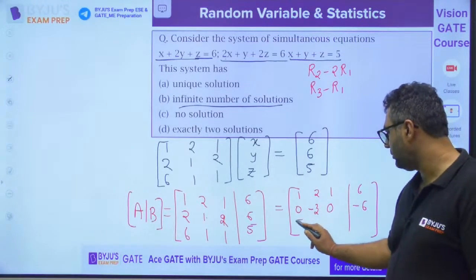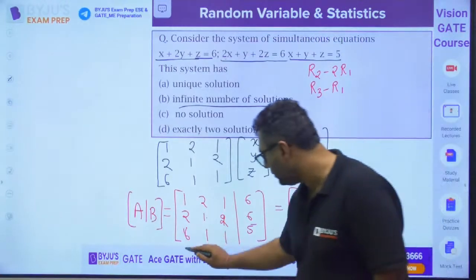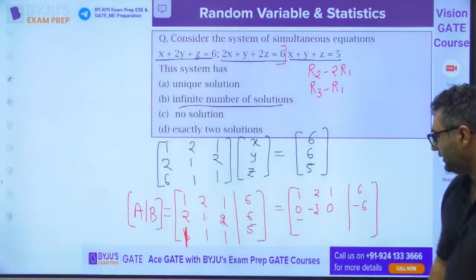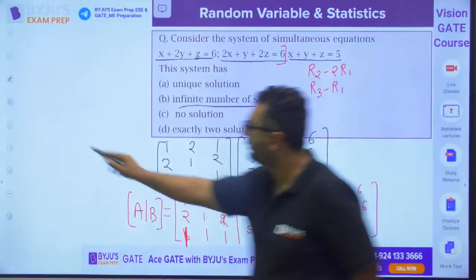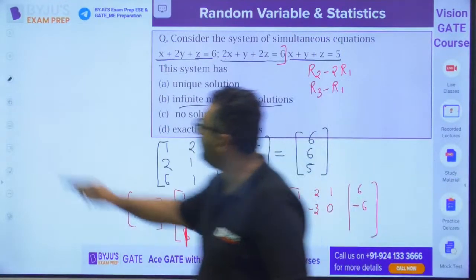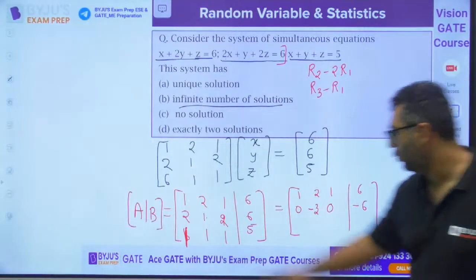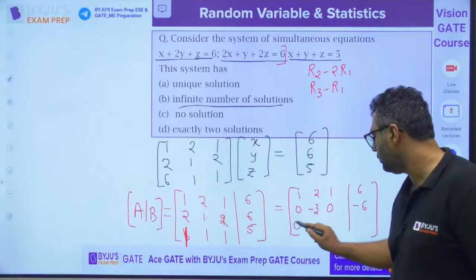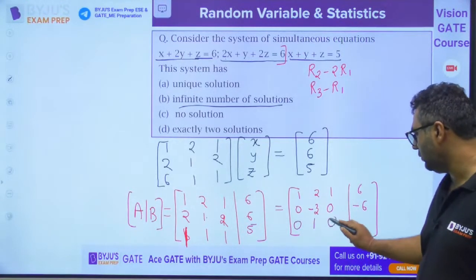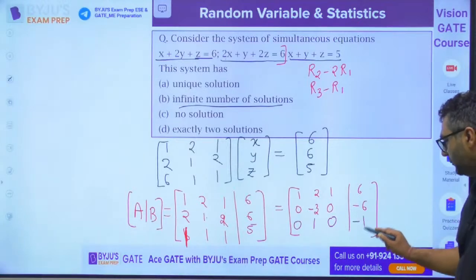We will be having, yes, it is 6 now. Sorry, it is 1, it is 1 actually. So what will we have for this? This will be 1 minus 1 is 0. 2 minus 1 is 1. 1 minus 1 is 0. And 5 minus 6 will be minus 1.